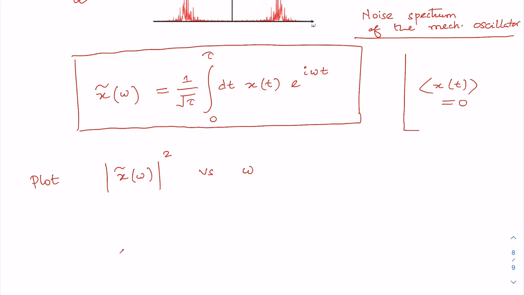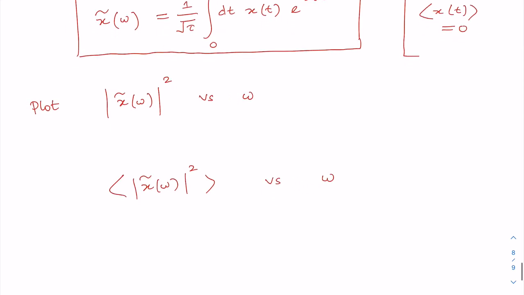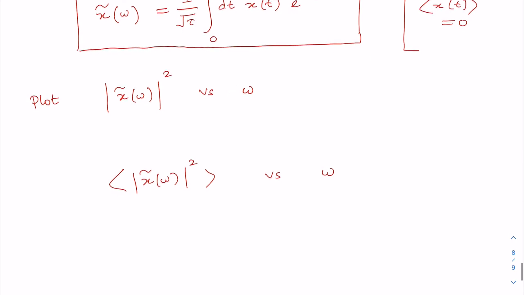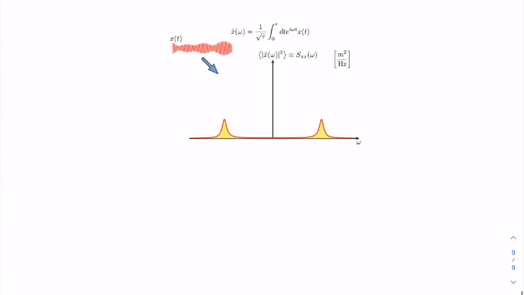and it means that it is better to take this x tilde of omega mod square, and then you take the average and plot this averaged quantity versus the frequency. And when we plot it, this plot is called the average noise spectrum of the mechanical oscillator. A typical plot is now shown here. So this is the average noise spectrum of the mechanical oscillator.